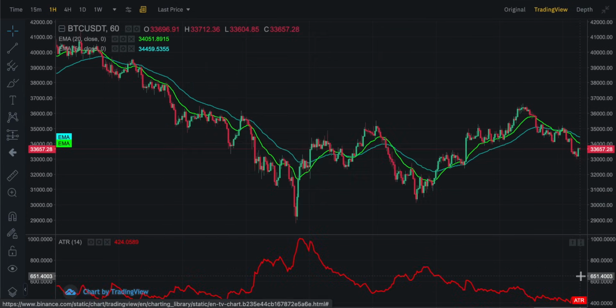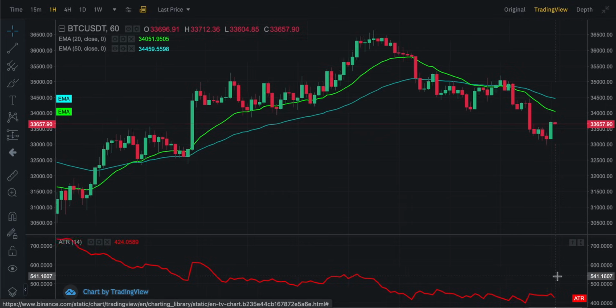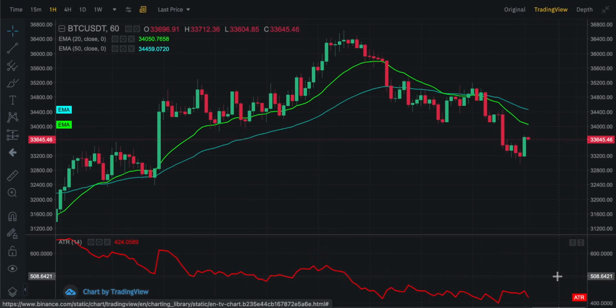Now what we have below is the ATR. The ATR essentially tells us how much is the biggest move that can happen in the asset that we're trading in the time period that we're looking at.